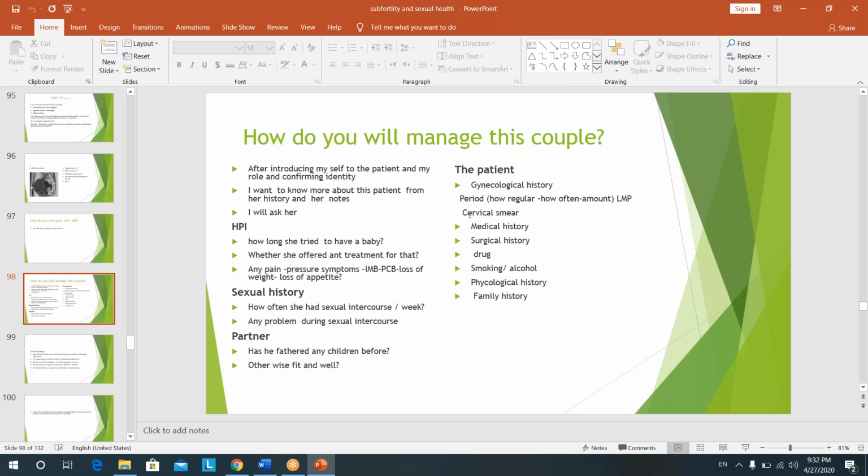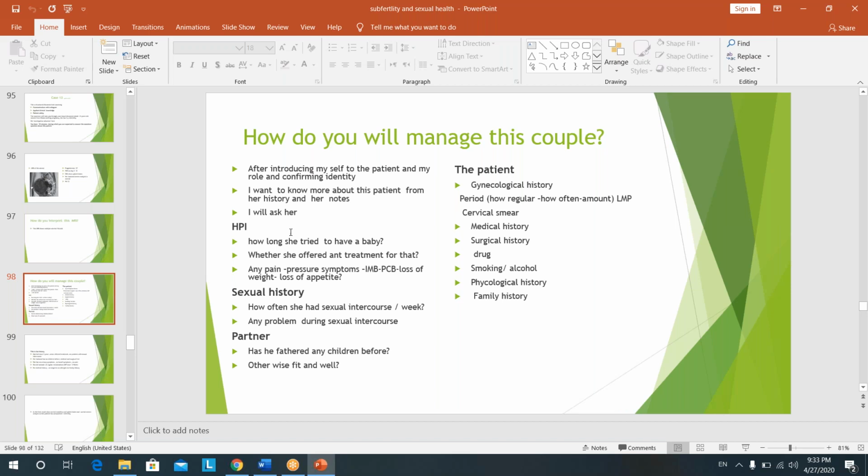Okay, some candidates may jump immediately to the options. They may say IVF, surrogacy, adoption, like that. But if we go systematic as we used to do, as this patient is in front of you, and as it was a simulated patient task, you will go by the template. After introducing myself to the patient and confirming the identity, I want to know more about this patient from her history and from her notes.